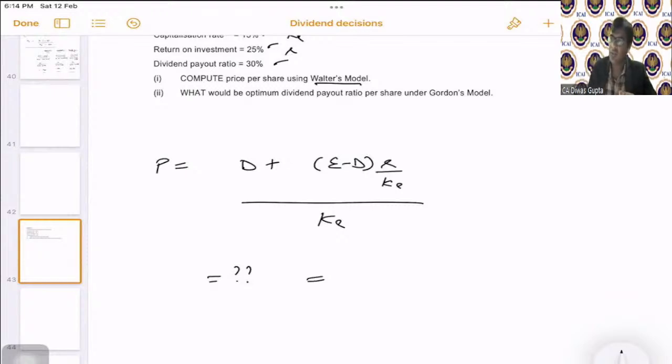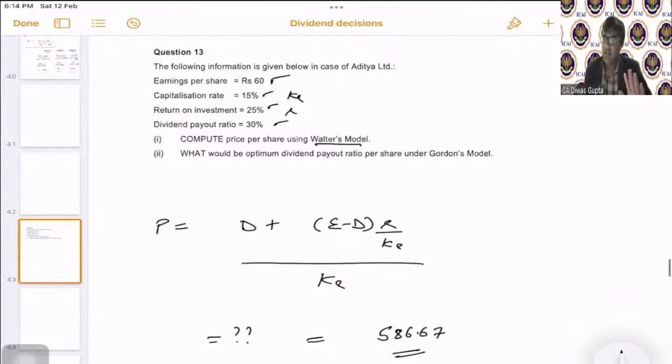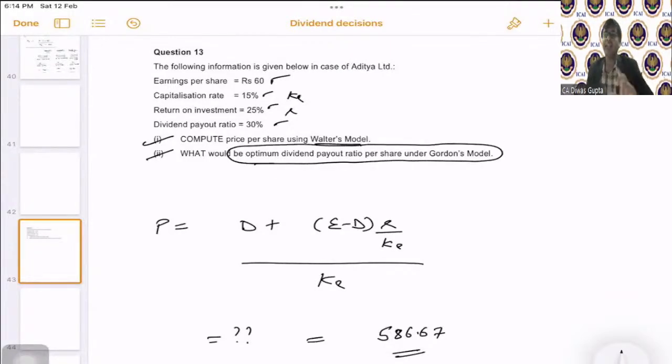I'm just directly putting the answer here. We are not going to solve this. It is coming as 586.67. Okay, students? Because it's just as per the same question that we did earlier, right? Only the numbers have changed. Now, the second part is why I've taken this question. What would be the optimum dividend payout ratio under the Gordon's model? In the previous question, the first part also asked us to calculate using the Walter's model, and the second part also.